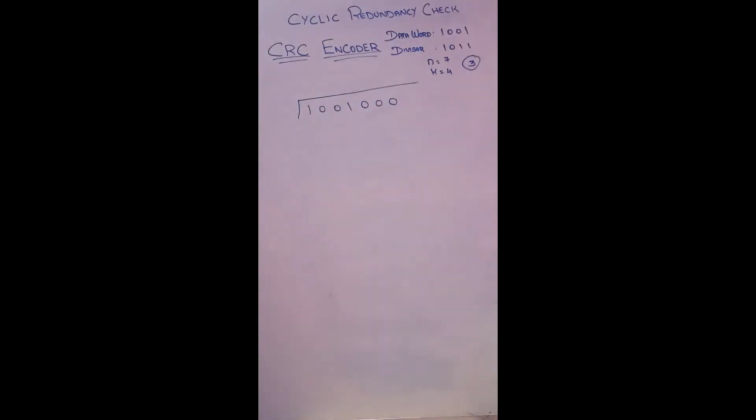And then we have a divisor, which is 1011, predefined or agreed upon. We'll talk later about why it is predefined and why we choose this 1011. As of now, think of it as a predefined divisor we are going to use. And look into this: we have to perform a modulo 2 division operation.